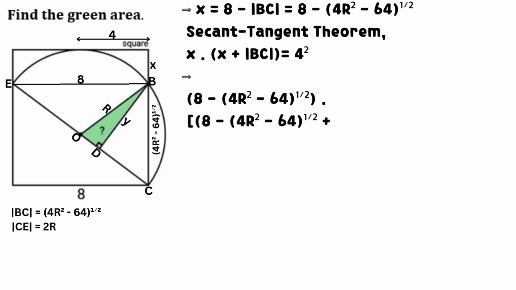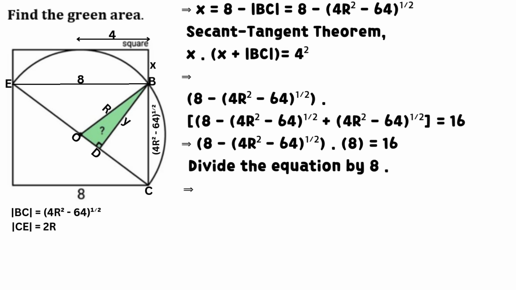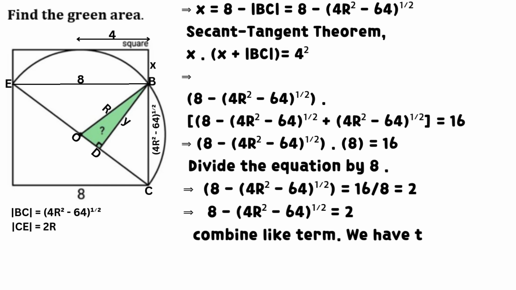By secant tangent theorem, the product of X and X plus line BC equals the square of 4. We obtained the equation shown on the screen. Simplify this equation, so that the product of 8 minus the square root of 4 times the square of R minus 64 and 8 equals 16. Divide the equation by 8. This implies that 8 minus the square root of 4 times the square of R minus 64 equals 16 divided by 8, which equals 2.